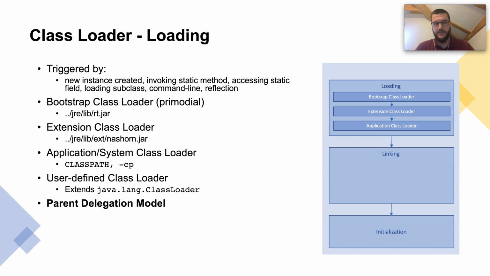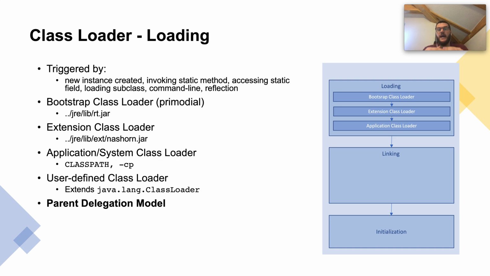So this is maybe the most important part. The files are loaded according to the so-called parent delegation model, and it works as follows. First of all, you can notice the parent-child relationship between all the class loaders. For example, the application class loader's parent is the extension class loader, and so on. The bootstrap is the root; it is the parent of all subsequent class loaders.